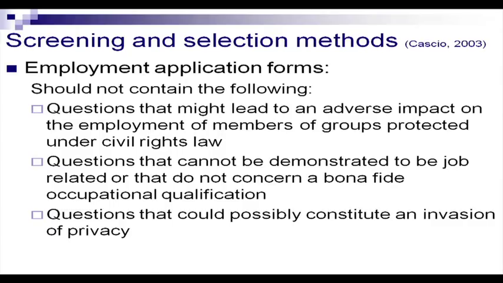How do we screen and select people? We do that through application forms. Now, some words of caution here. The application forms should not contain questions that might lead to an adverse impact on the employment of members of groups protected under civil rights law. We have to be very careful while following rules. We cannot ask questions that cannot be demonstrated to be job related or that do not concern a bona fide occupational qualification. We cannot ask questions that could possibly constitute an invasion of privacy.